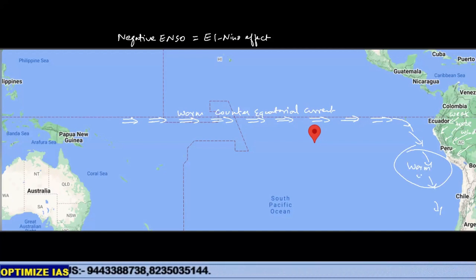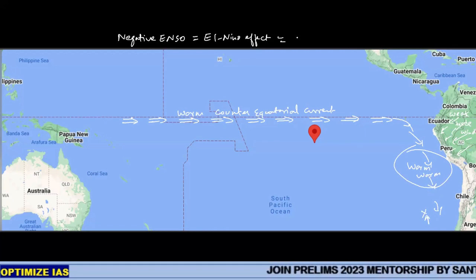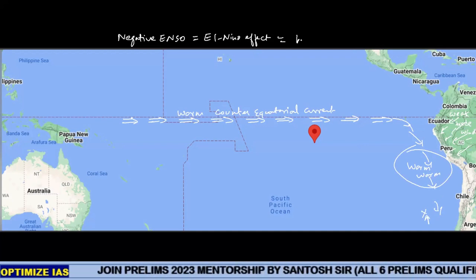Piling of warm waters from the equator on this side. Whenever warm waters are piling more, the upwelling process gets stopped. So the cold Peru current is now replaced by a warm current here. And that is called which phase? Warm phase of what?